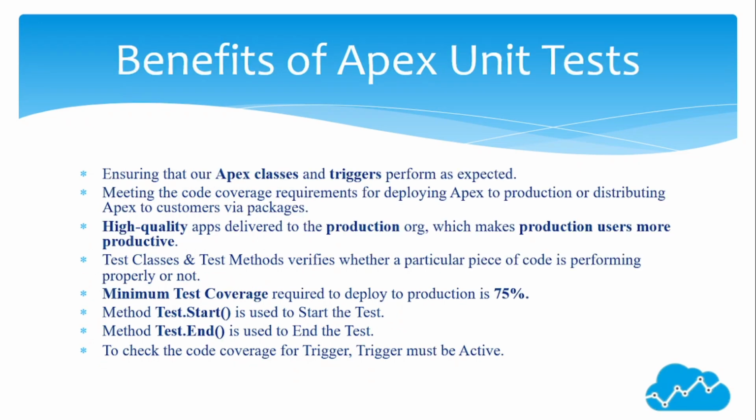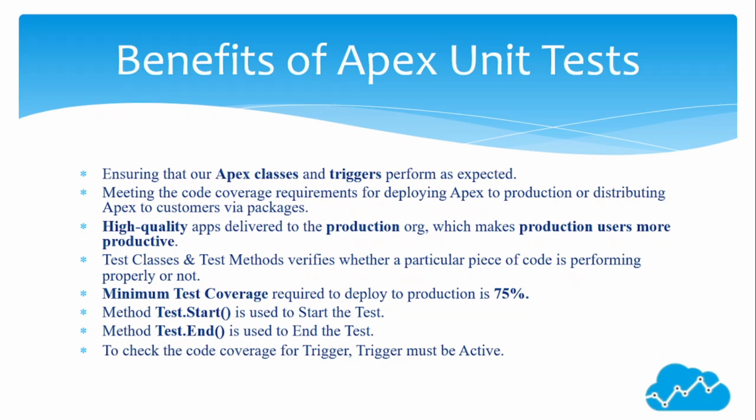Benefits of Apex unit tests: ensuring that our Apex classes and triggers perform as expected, and meeting the code coverage requirements for deploying Apex to production or distributing Apex to customers via packages. High quality apps are delivered to the production org, which makes production users more productive. Test classes and test methods verify whether a particular piece of code is performing properly or not. The minimum test coverage required to deploy to production is 75%.